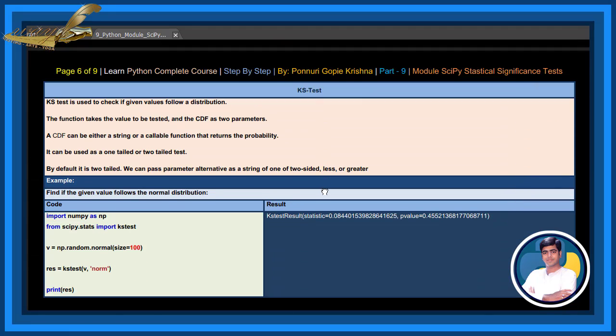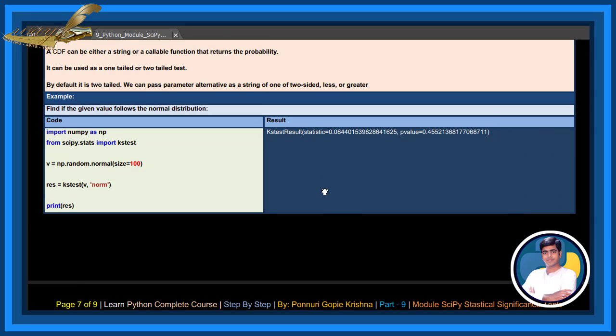K-S test. The K-S test is used to check if given values follow a distribution. The function takes the value to be tested and the CDF as two parameters. A CDF can be either a string or a callable function that returns the probability. It can be used as a one-tail or two-tail test. By default it is two-tail. We can pass the parameter alternative as a string of one of two-sided, less or greater. Find if the given value follows the normal distribution. By executing this code using kstest with norm, the result returns this.